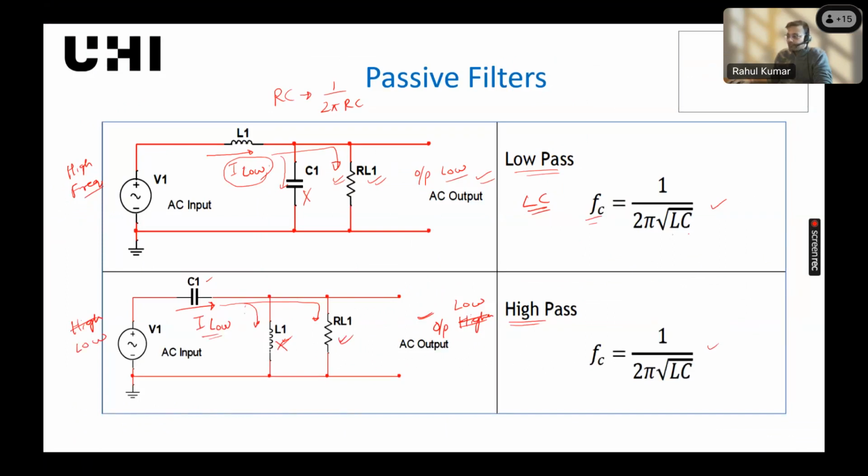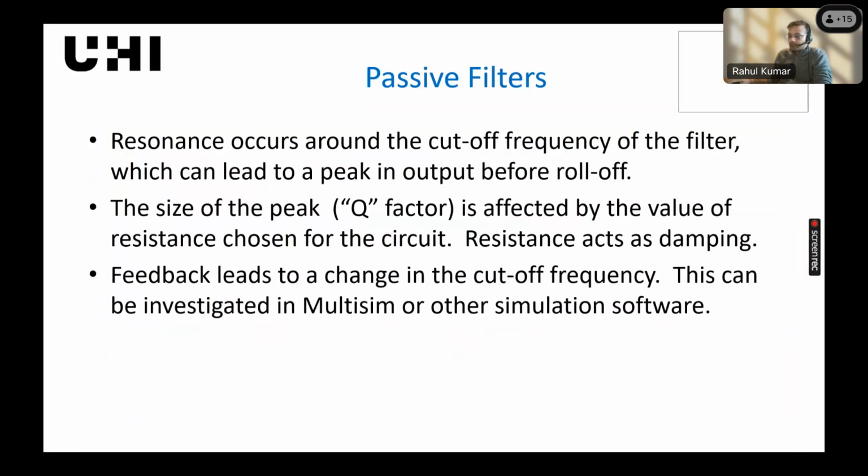So coming back to our slide, that peak we were getting. Resonance occurs around the cutoff frequency of the filter, which can lead to a peak in the output. Before roll off, or before the slope starts, we get a small peak at our cutoff.